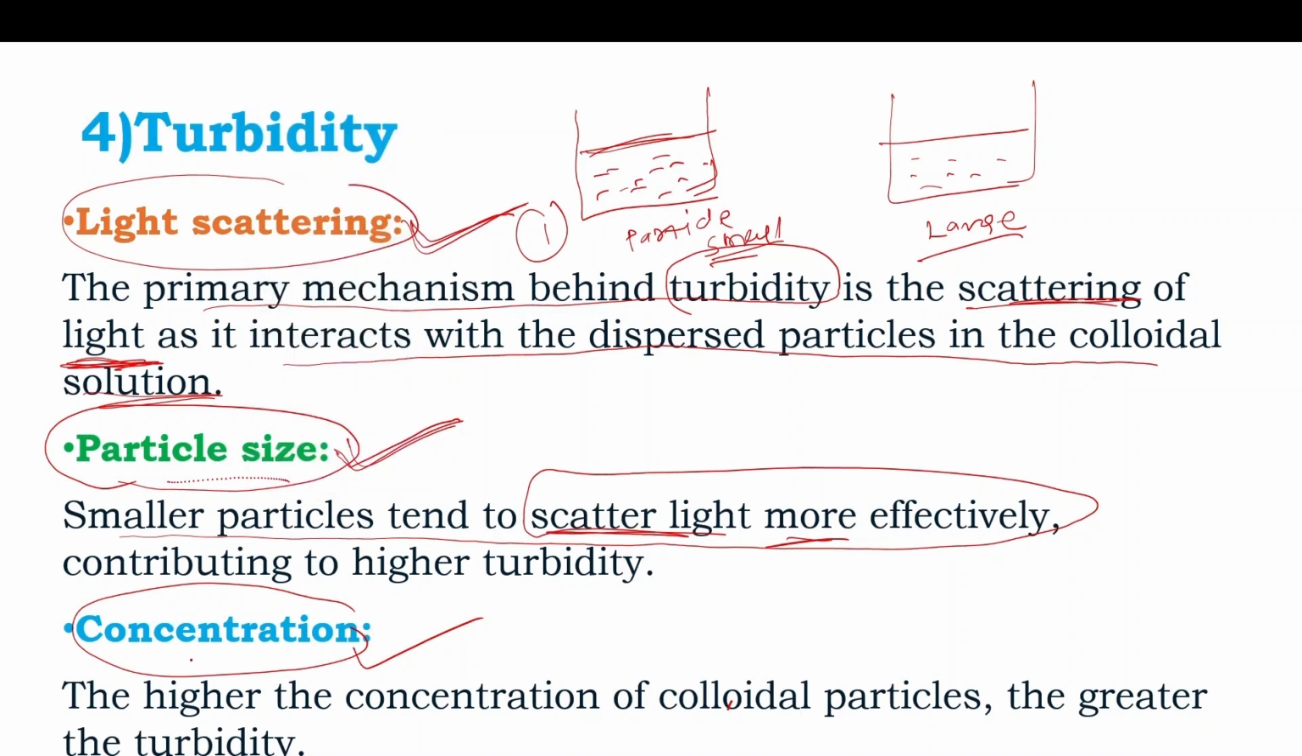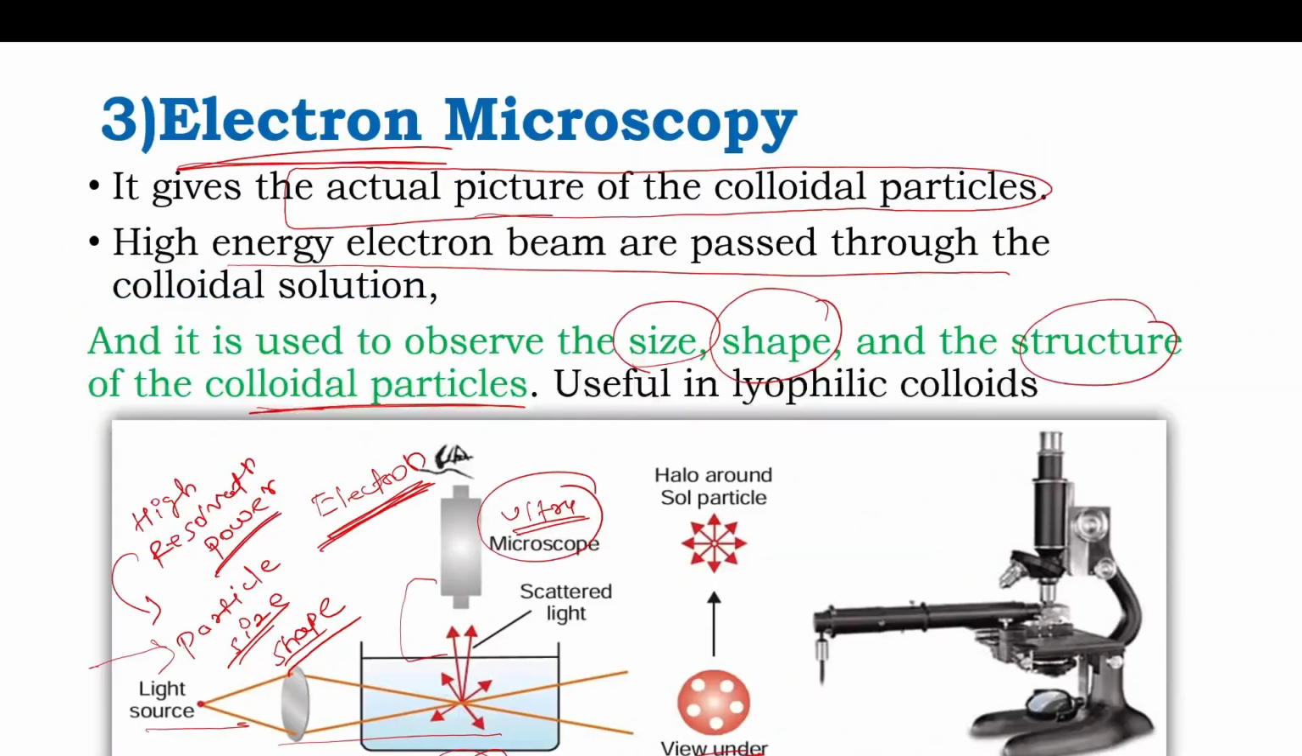The next part is the concentration of the colloidal solution. What is the effect of concentration? The higher the concentration of the colloidal particles, the greater the turbidity. Simple: when the concentration is higher, we can observe a higher turbidity in that colloidal solution. So this is about the optical properties of colloids.